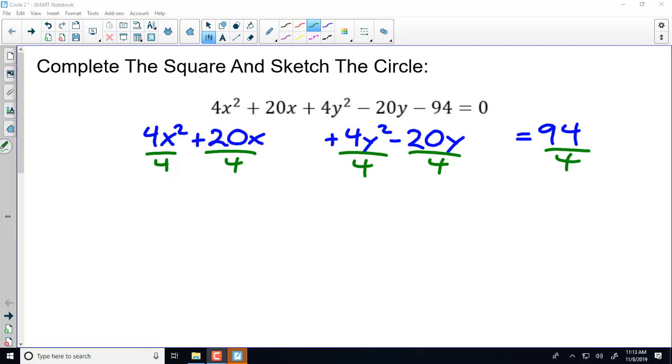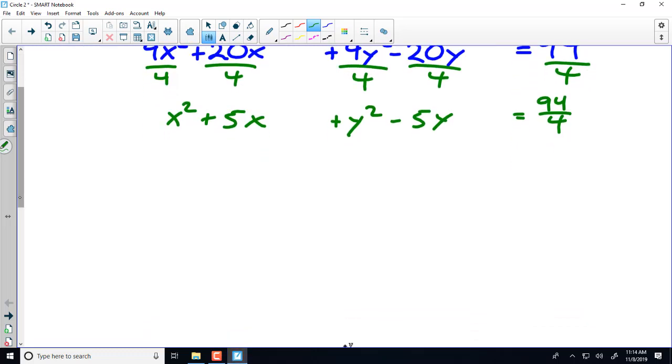Okay, so if we divide 4x squared by 4, we get x squared. 20x is going to be 5x. 4y squared is going to be y squared. And then that's going to be negative 5y. And this one's going to be a fraction. This one's going to be a bit annoying here. So, you know what? I think I'm just going to leave that like that for now and see what happens. All right, let's complete the square.